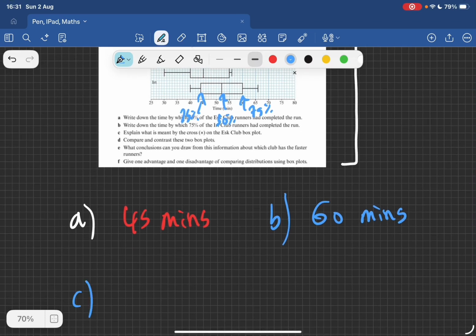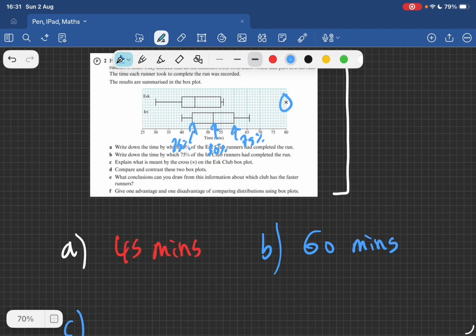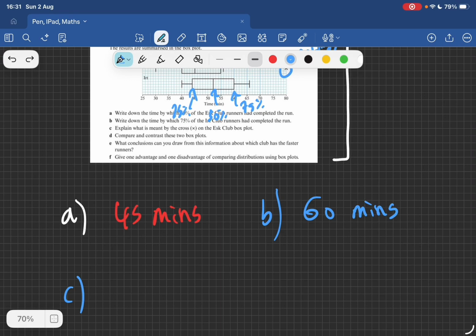Explain what is meant by the cross. This is an outlier. So we're not taking it into account for our data set. Maybe something's off. It doesn't really follow the trend of our data. That's why it's an outlier. It's quite far ahead, so that's why we mark it with an X instead of fully ignoring it.